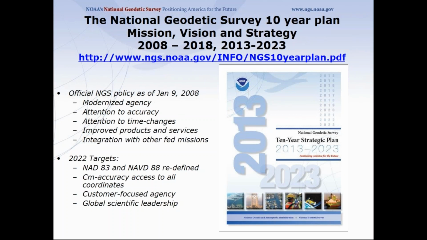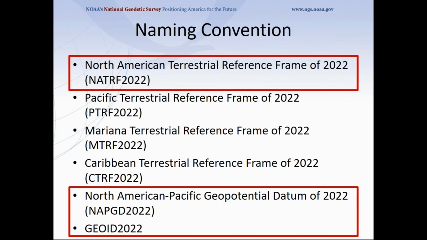So NGS's mission, our goal by 2022, is to replace NAD83 and NAVD88 and provide centimeter access to all of our coordinates. And we are well on our way to doing that. These will be the new naming conventions that we here in Vermont will be using. The replacement for NAD83 will be NATRF2022, the North American Terrestrial Reference Frame of 2022. Vertically will be the North American-Pacific Geopotential Datum, or NAPGD2022.